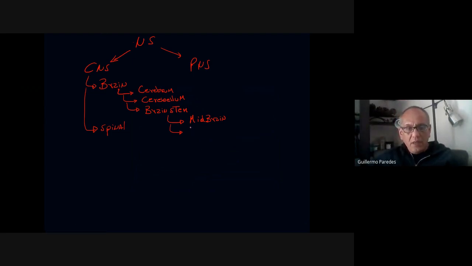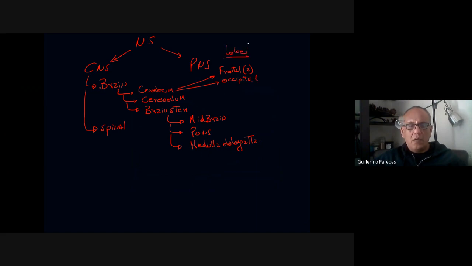Midbrain. Then we have the pons, and we have the medulla oblongata. Okay, so the cerebrum is going to have many lobes. The frontal lobe, we have two frontal lobes. We have the occipital lobe. I'm going to put lobes here, and I'm going to cut here the peripheral nervous system. Okay, central nervous system.